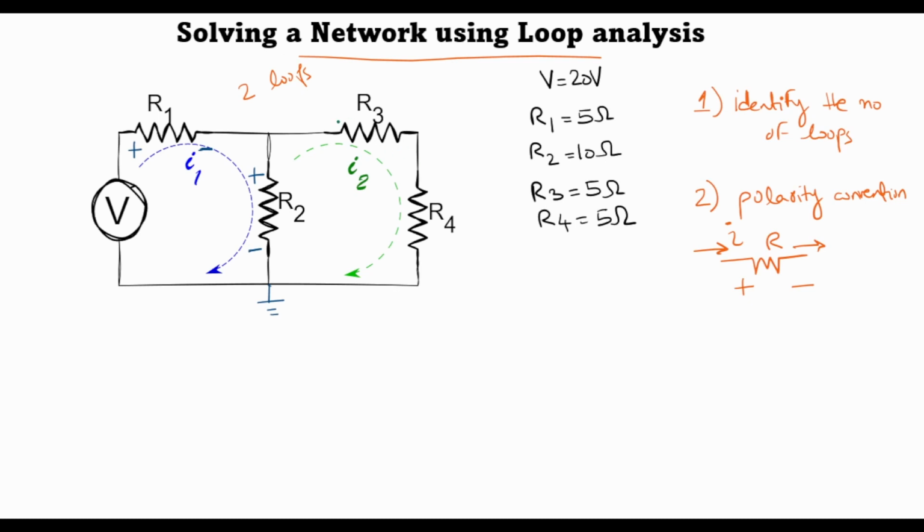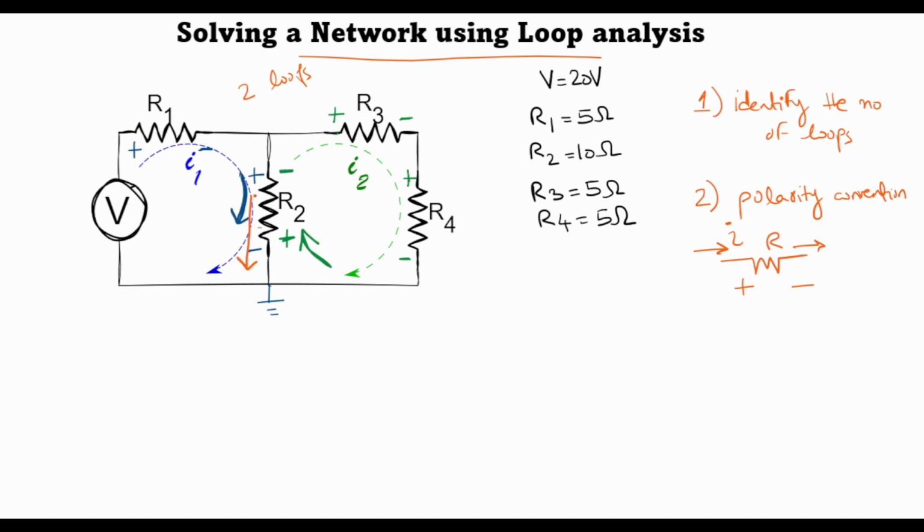The same polarity conventions I can write for I2. So it enters R3 at this point and leaves here, so it's positive, negative like this. And R4 is positive and negative like this. For R2, it is the opposite of I1. So it is entering at this point and leaving at this point.